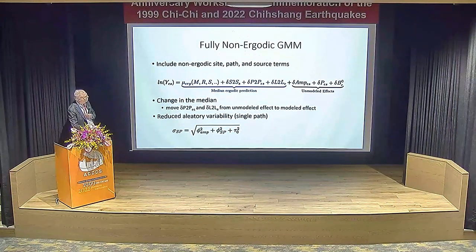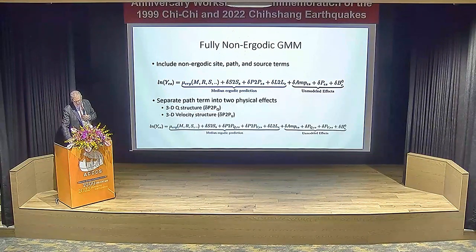So as we start to do this, we can take more effects that are unmodeled, and I'm going to move them back here. So now all 3 of these we've reduced from unmodeled effects to modeled effects. And now our standard deviation is getting smaller, right? Because there's less unmodeled effects going forward.